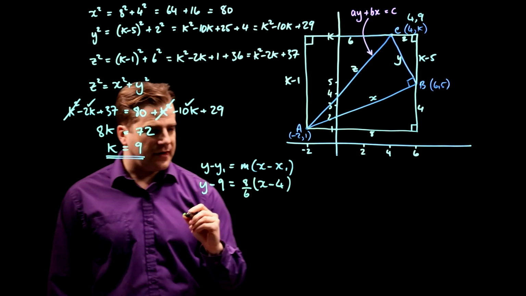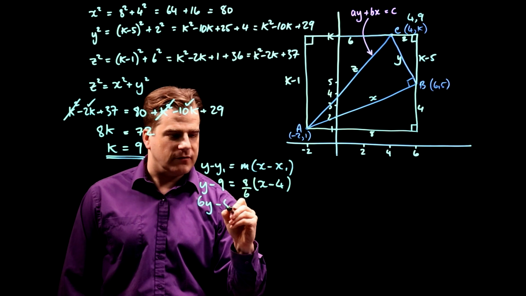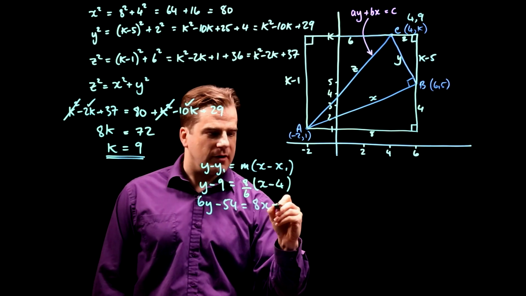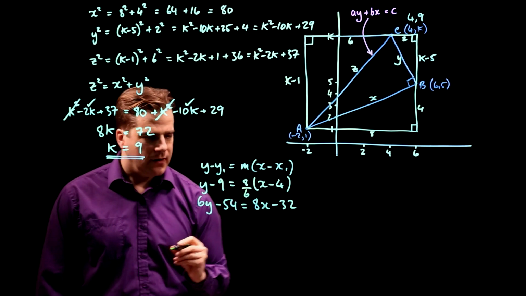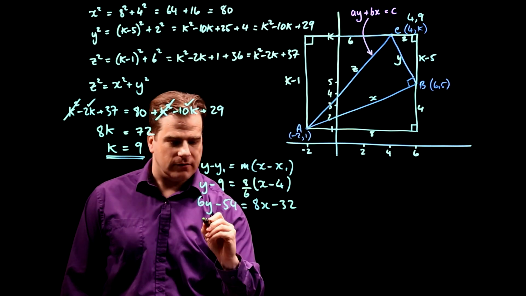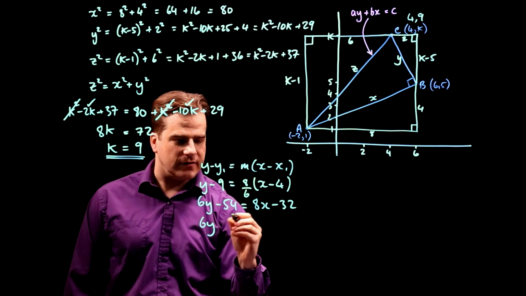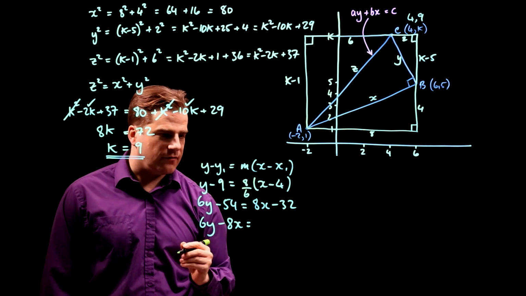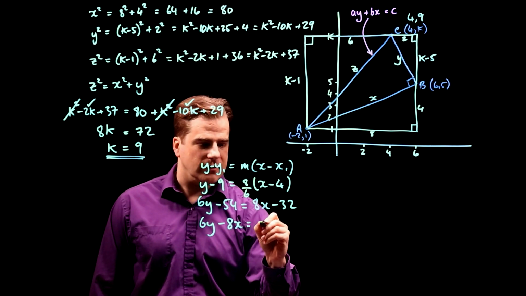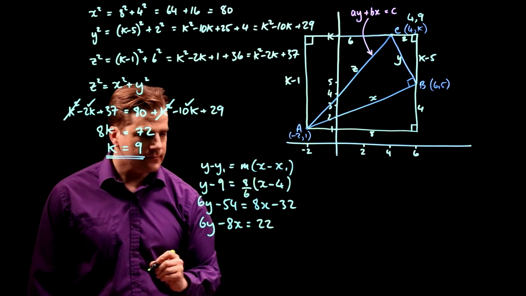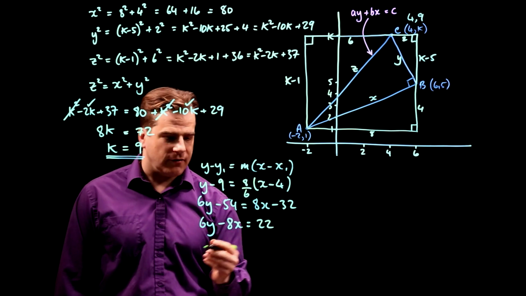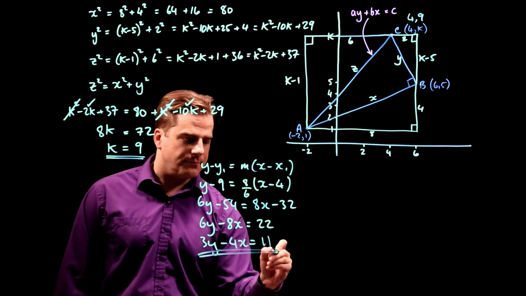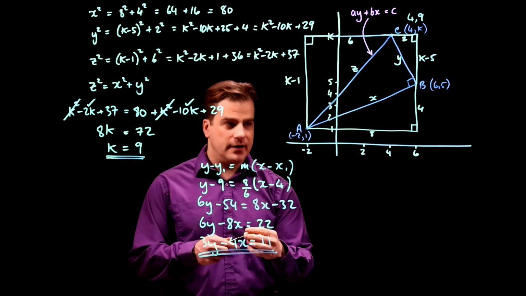Okay, multiply both sides by 6. You get 6y minus 54 is equal to 8x minus 32. So I want it in that form. So 6y, x is on this side, minus 8x equals minus 32 plus 54 is 22. Even, even, even, so divide everything by 2 and we get 3y minus 4x equals 11. There we go. So that's how to do it by Pythag.